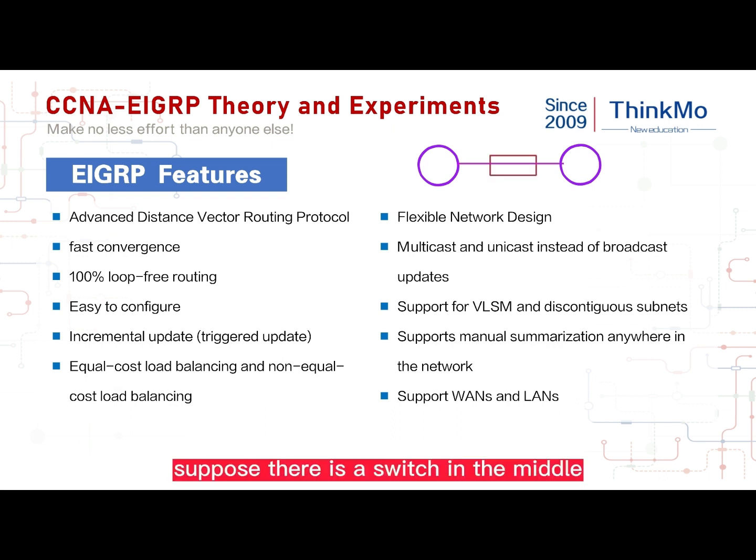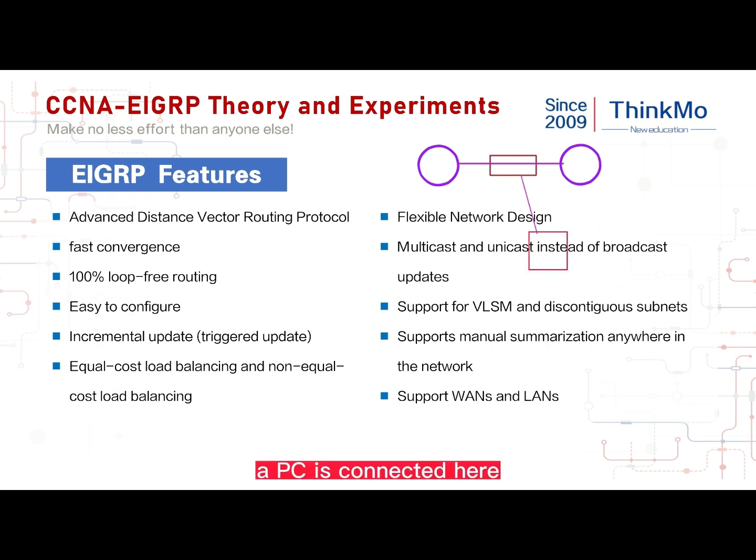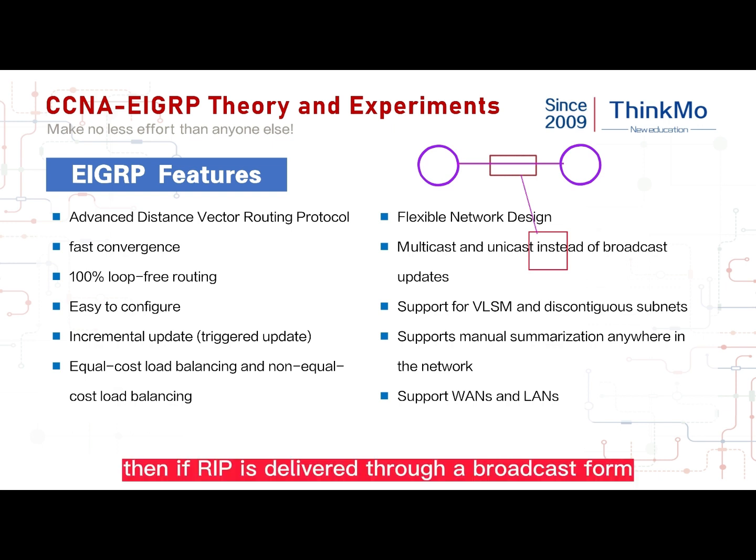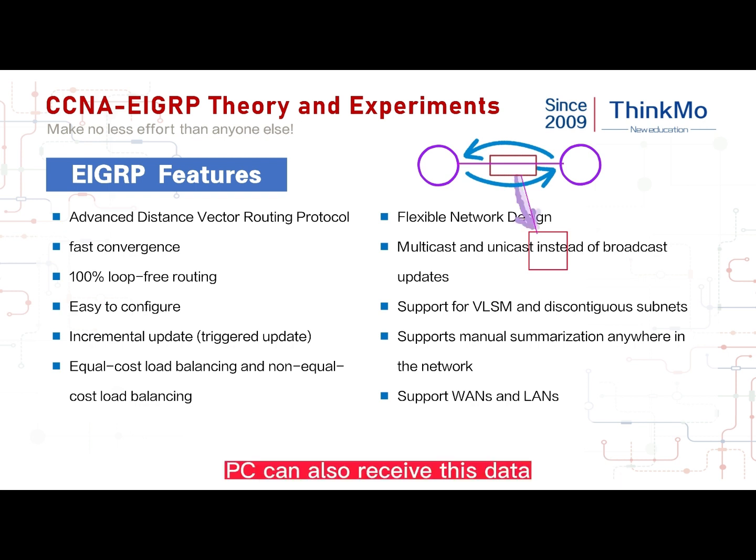Suppose there is a switch in the middle. A PC is connected here. Two routers are connected to one switch. There is also a PC connected to this switch. Then if RIP is delivered in broadcast form, when the two routers are exchanging information, the PC can also receive this data. That's the bad thing about broadcasting. It is not necessary for the PC to receive this data.